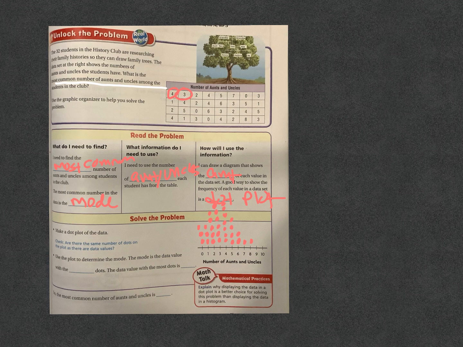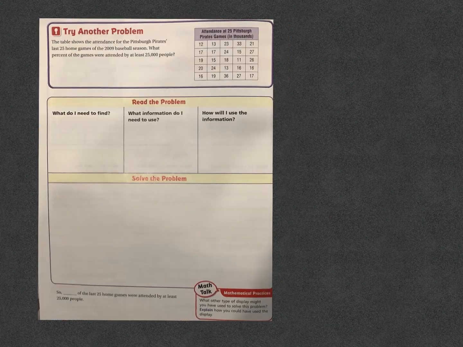And the mode is the data value with the most dots, the mode. The data value with the most dots is 4. It was a close race between 4 and 3. They were climbing up there both pretty quickly. So the most common number of aunts and uncles is 4. So they wanted most common. We're going to use mode, the one that's most repeated. Okay, let's look at another example.